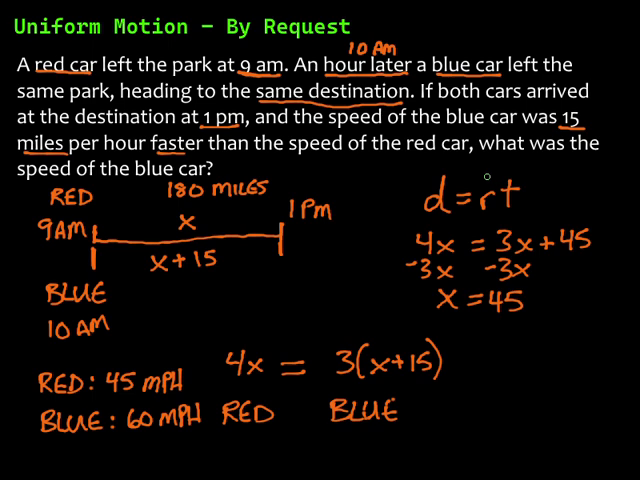And answering the question, what was the speed of the blue car? 60 miles per hour. We figured out some other stuff as well, but that was what the question was asking for. So, uniform motion, the big key is the distance formula right there. Distance equals rate times time. Organize the information that you're given, maybe draw a picture, something like this. Then we can write an equation. There's usually a couple things that are going to be equal to each other that we can set up, and then we solve. Remembering what that variable stands for, we can then get what we're interested in.